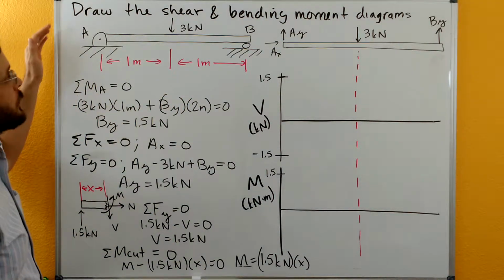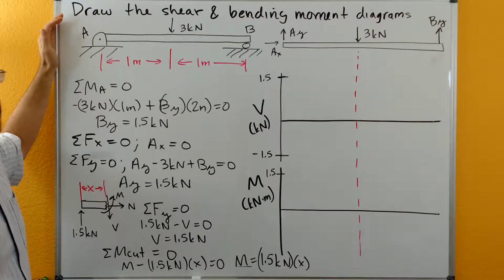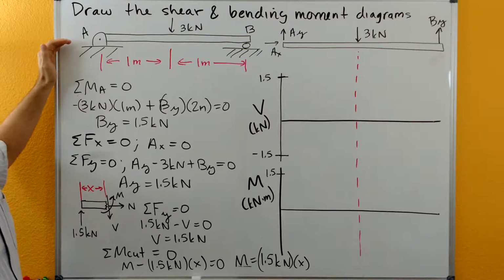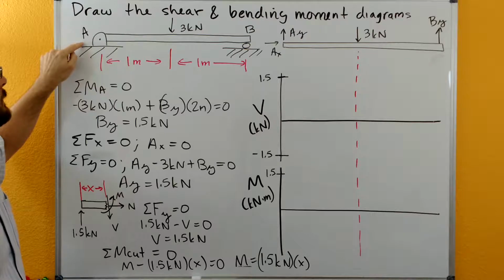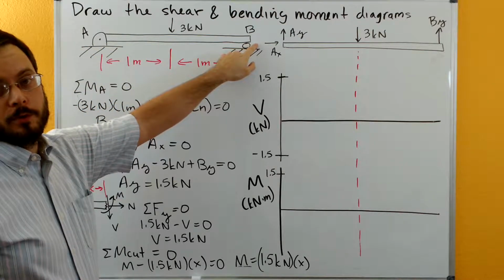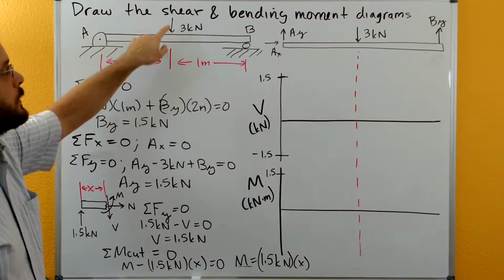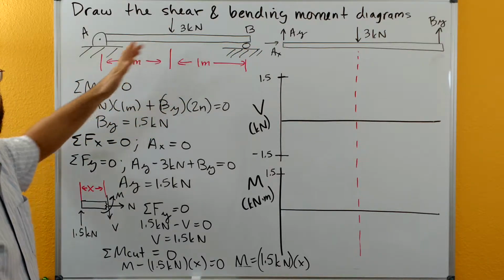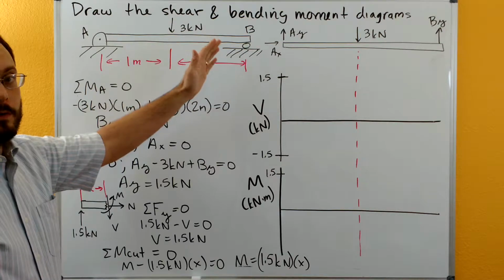So with this problem, we're going to draw the shear and bending moment diagrams for this beam. This beam has a smooth frictionless pin at A and a frictionless roller at B, and then a 3 kilonewton force that acts right in the middle. This beam is 2 meters long.